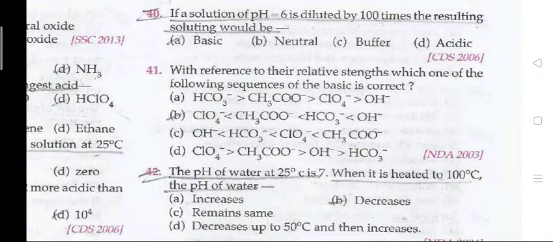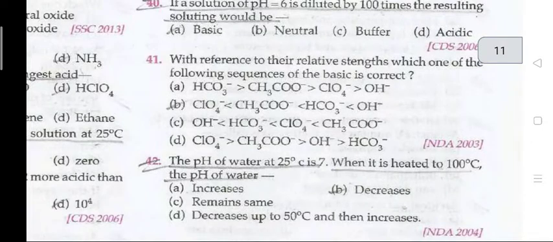Question 41. With reference to their relative strength, which one of the following sequences of basicity is correct? ClO4 minus, CH3COO minus, HCO3 minus and OH minus. Question 42. The pH of water at 25 degrees Celsius is 7. When it is heated to 100 degrees Celsius, the pH of water decreases.